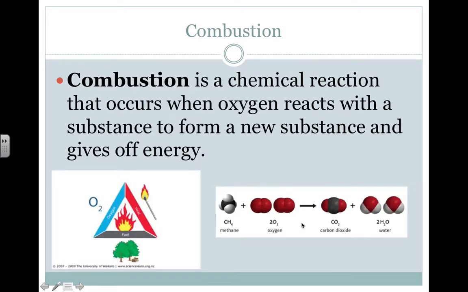All right, so one of the equations that we're going to really talk about is the combustion equation. Combustion is a chemical reaction that occurs when oxygen reacts with a substance to form a new substance and gives off energy. So it releases energy, so we call that exothermic. Let's take a look here. We have fuel, we have heat being given off, and oxygen is going to meet with the fuel and create that flame.